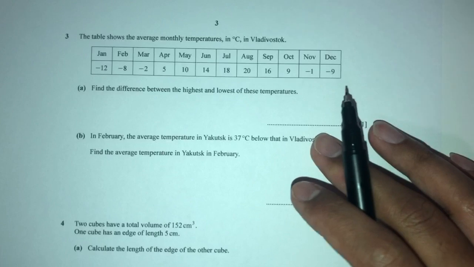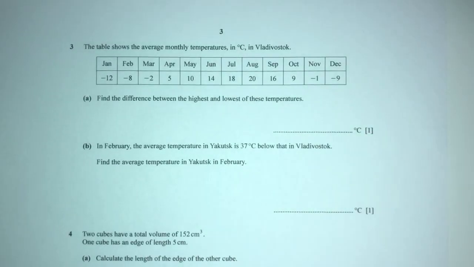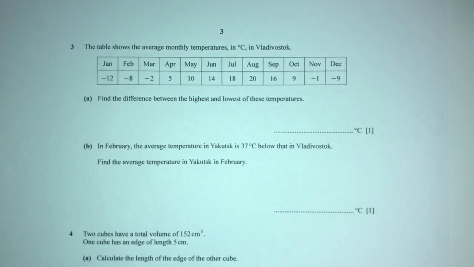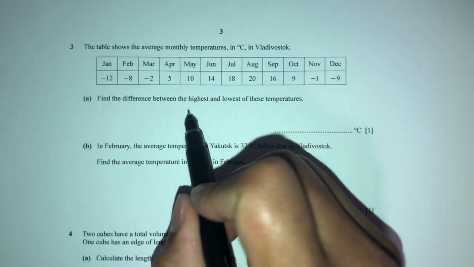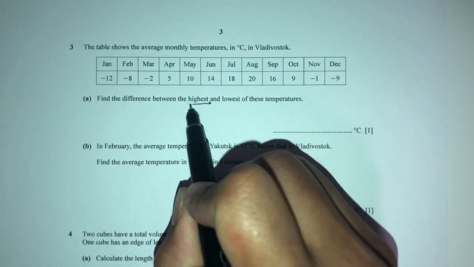Now let's move on to question number 3. The table shows the average monthly temperatures in Vladivostok, someplace, I don't know where that is, but just the temperatures, right? Now find the difference between the highest and the lowest of these temperatures. So let's first find the highest, one by one. Where is the highest temperature?